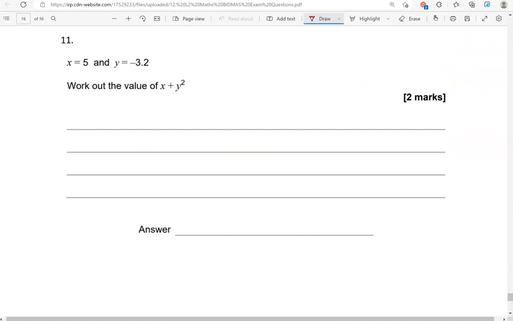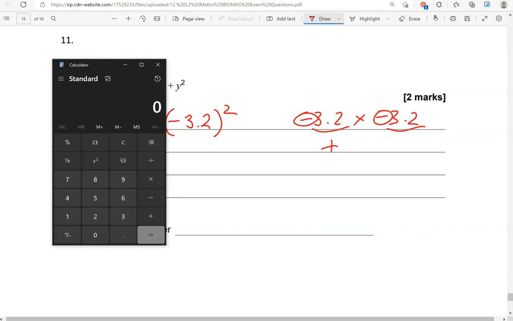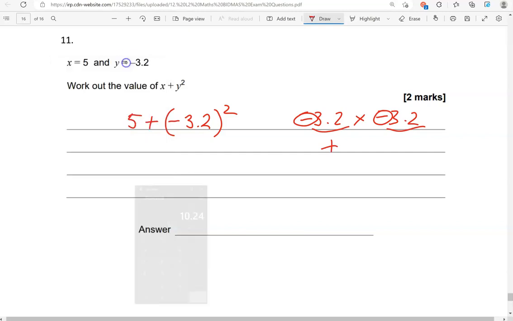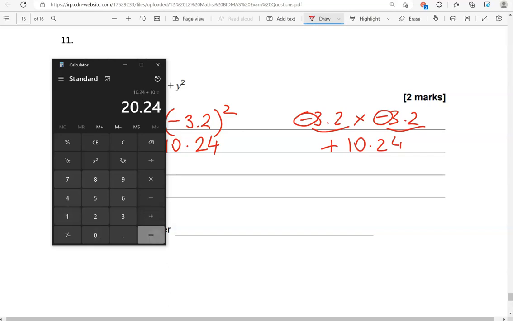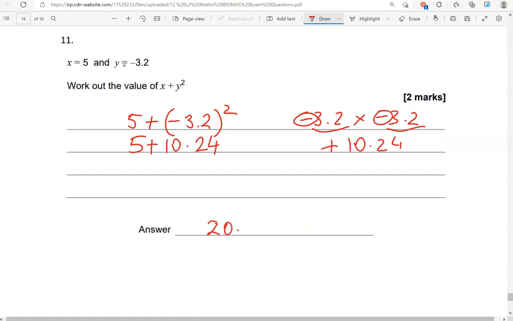x is equal to 5 and y is equal to negative 3.2. Work out the value of x plus y squared. So we've got 5 plus negative 3.2 squared. As we're squaring negative 3.2, we need to do negative 3.2 times negative 3.2 first. Multiplying a negative with a negative gives us positive. 3.2 times 3.2, what is that equal to? That gives us 10.24. So this now becomes 5 plus 10.24. So if I add 10 to this, it gives me 20.24. And this is the end of the questions.